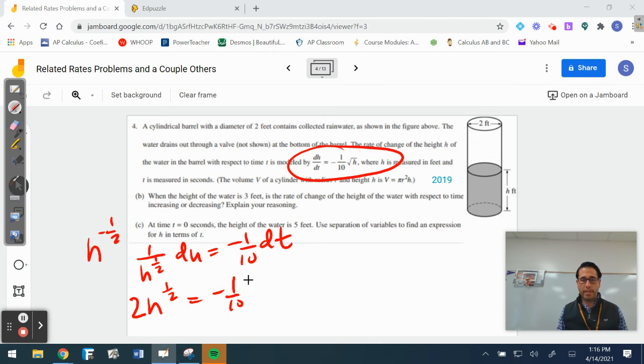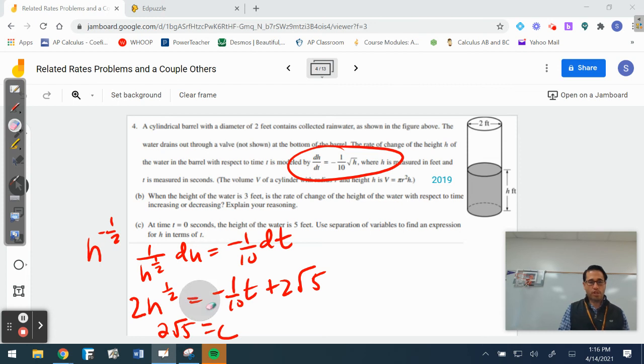On this side over here, a C came up. What happens when a C comes up? I find it, right? I find my C right now by plugging a 0 in for t and a 5 in for h, and I get that for my C. Remember, when I find my C, I come back here and I plug it in.